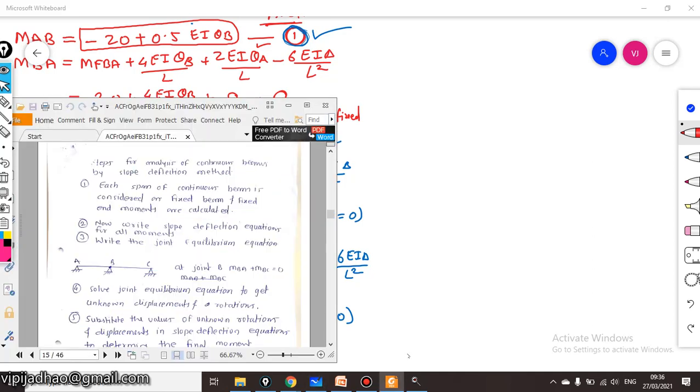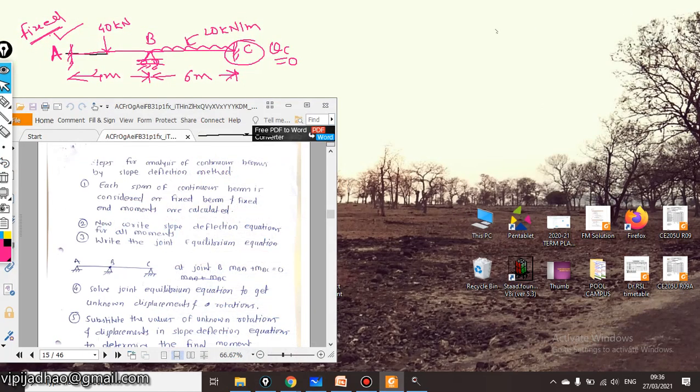Now just go through these steps. Step number 3 is to write the joint equilibrium equation. Now you can see here for this particular beam we have theta b, support B is a continuous support and support C is a fixed support. So we will have the joint equilibrium equation: summation of moment at B is equal to 0. This is the joint equilibrium equation.